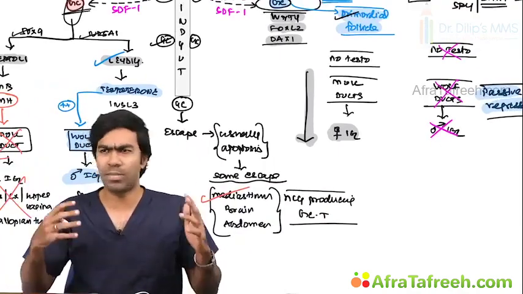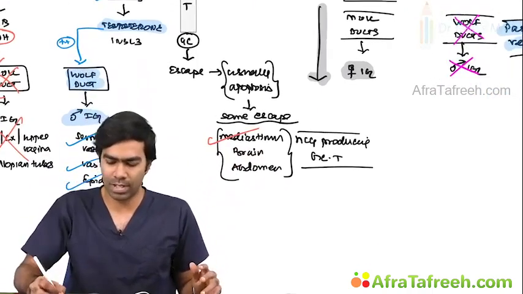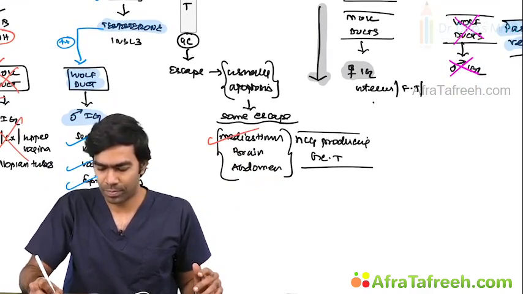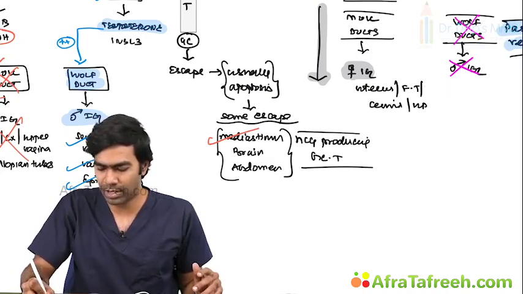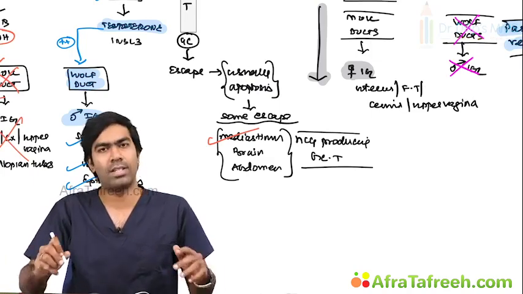And with no testosterone, the Mullerian ducts will automatically develop into female internal genitalia by default, which means they are going to develop into the uterus, your fallopian tubes, cervix, and the upper part of the vagina. Remember, the lower part of the vagina is external genitalia, which comes from the urogenital sinus.